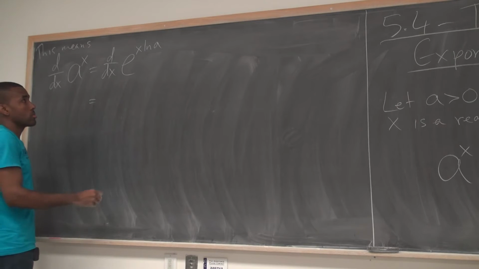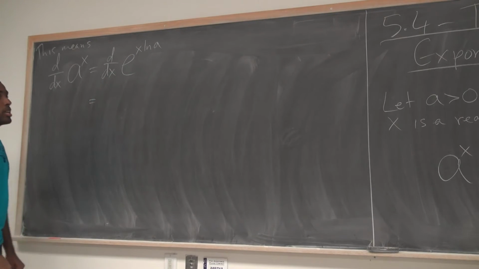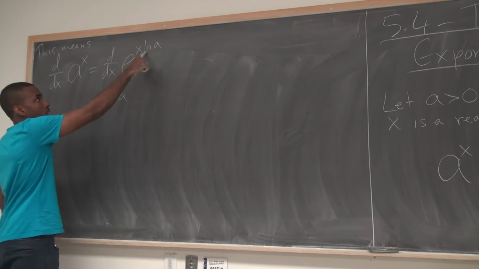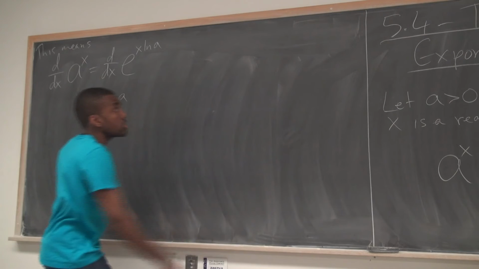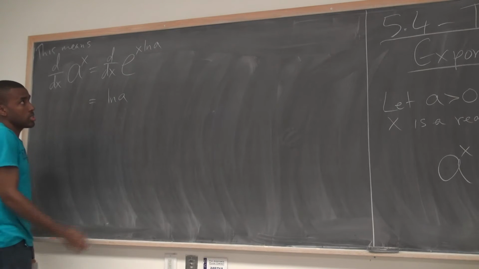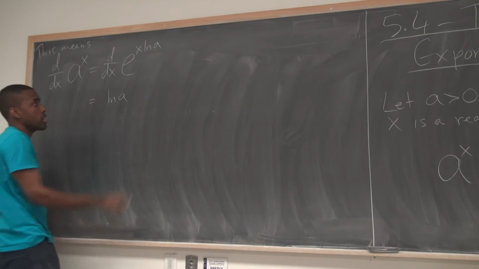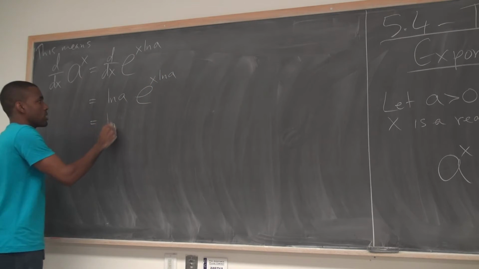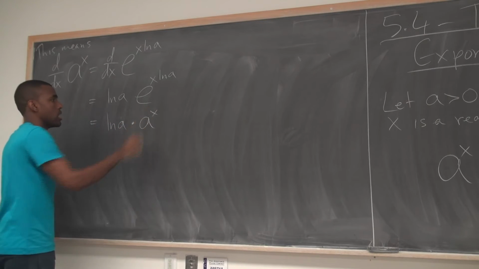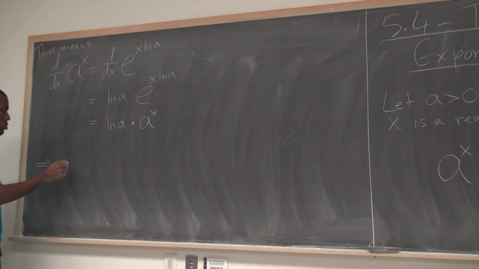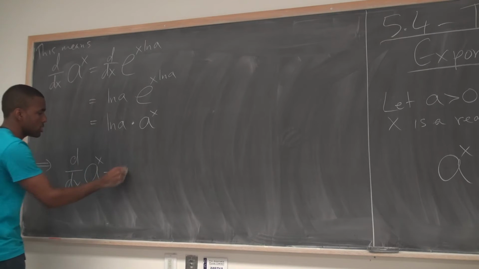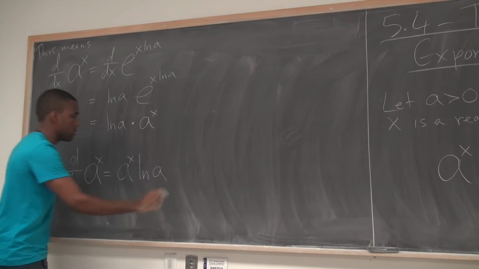You differentiate the power. What's the derivative of x times ln a? It's just ln a, right? It's x times a constant because a is a constant. So ln of a is a constant, so it's just x times a constant. The derivative is just a constant times the original function. But what was the original function? It was just a to the x. So this gives us the rule for the derivative of a general exponential function. The derivative of a to the x is a to the x ln a.